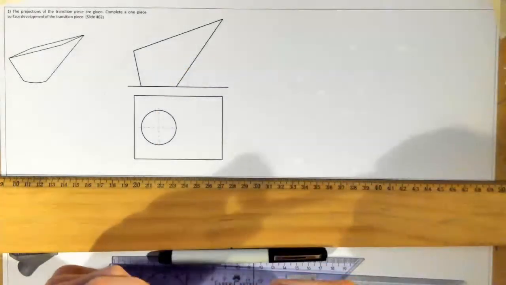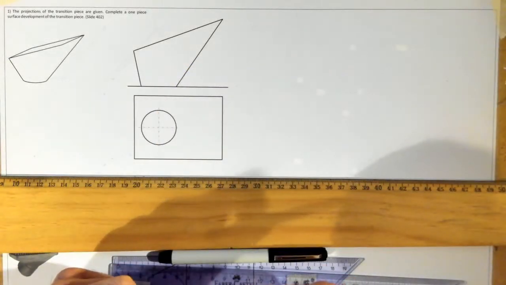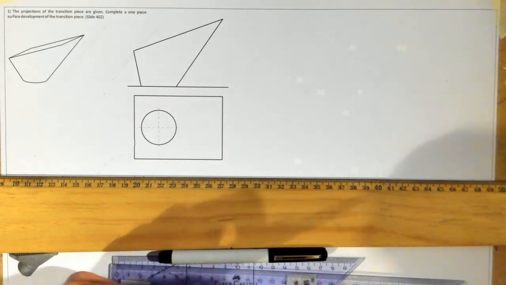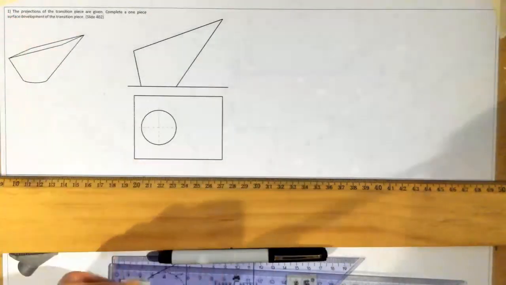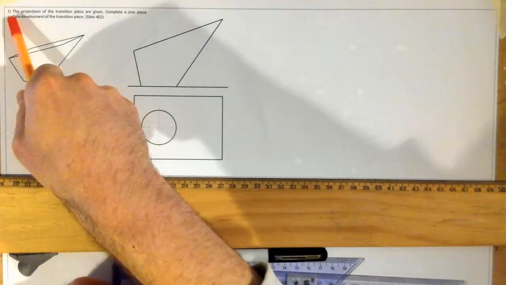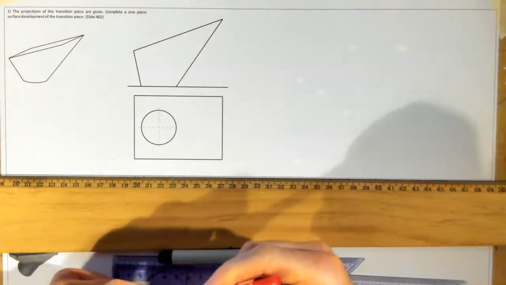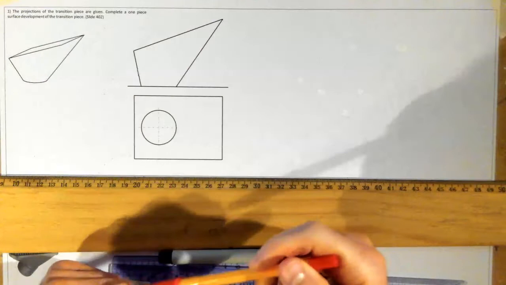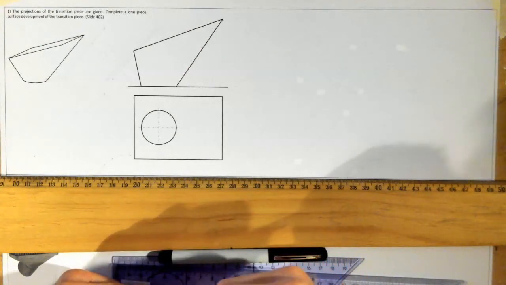Hi folks, so today what we're actually going to be doing is another surface geometry question, and specifically another transition piece. So we can obviously see the question that we're given here, so I'll just read a little bit on the question. It says up here, question 1, the projections of a transition piece are given. So we've got the elevation and the plan view. We've obviously got a pictorial view over here. Complete a one-piece surface development of the transition piece.